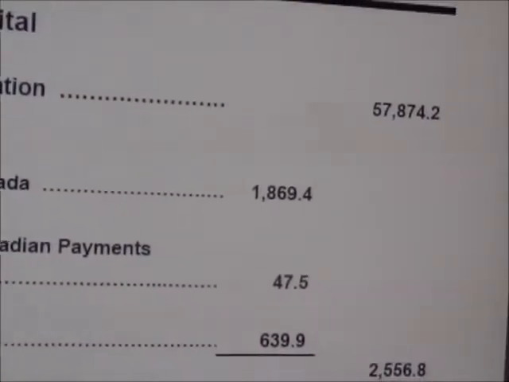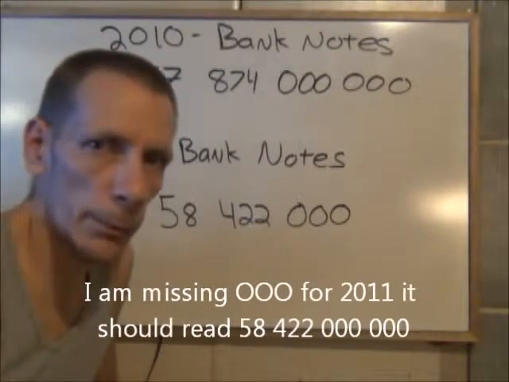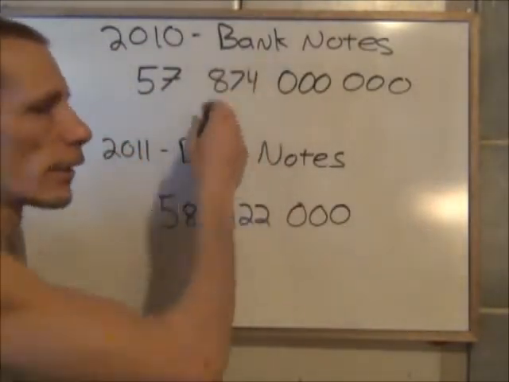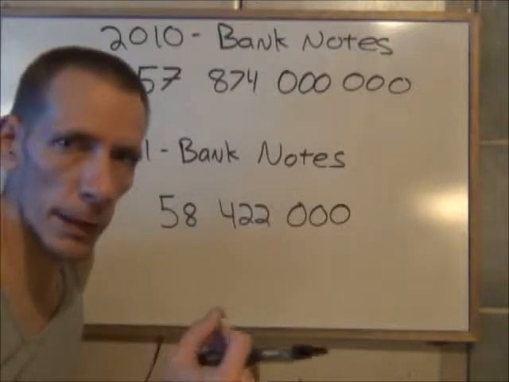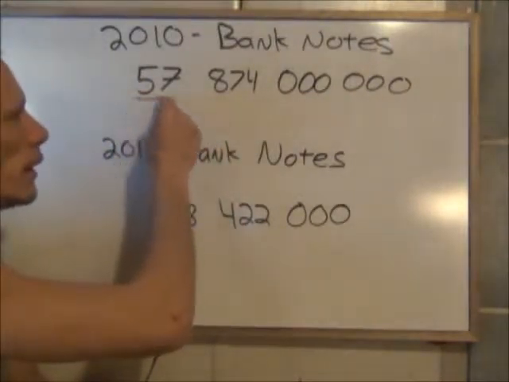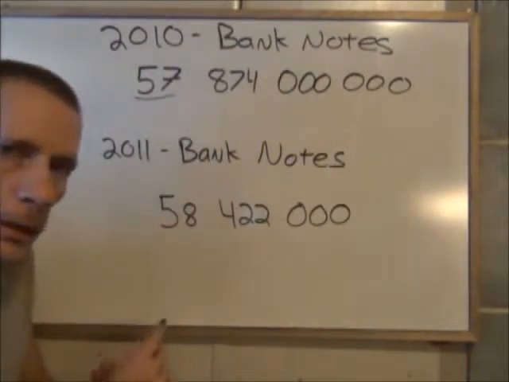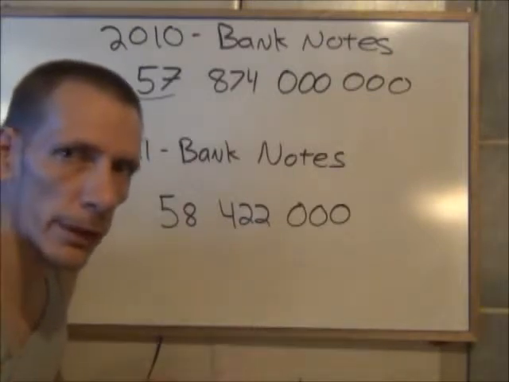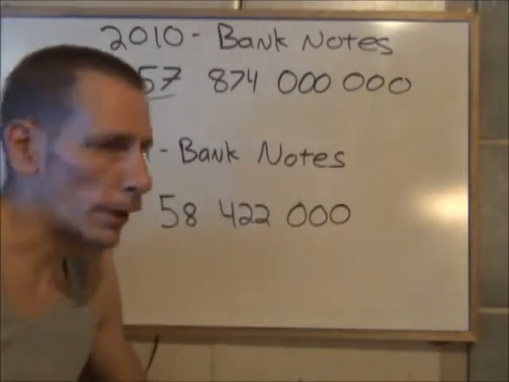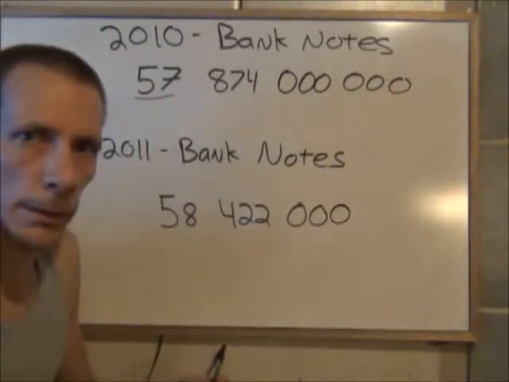Bank notes in circulation for 2010, 57,874 times a million. So, according to the Bank of Canada's own financial report that they released, in 2010, the number of banknotes that was out in circulation, the ones that we carry in our wallet, was 57,874,000,000. In 2011, the number of banknotes that was out in circulation, the ones we carry in our wallet, banknotes just like this, was 58,422,000,000.